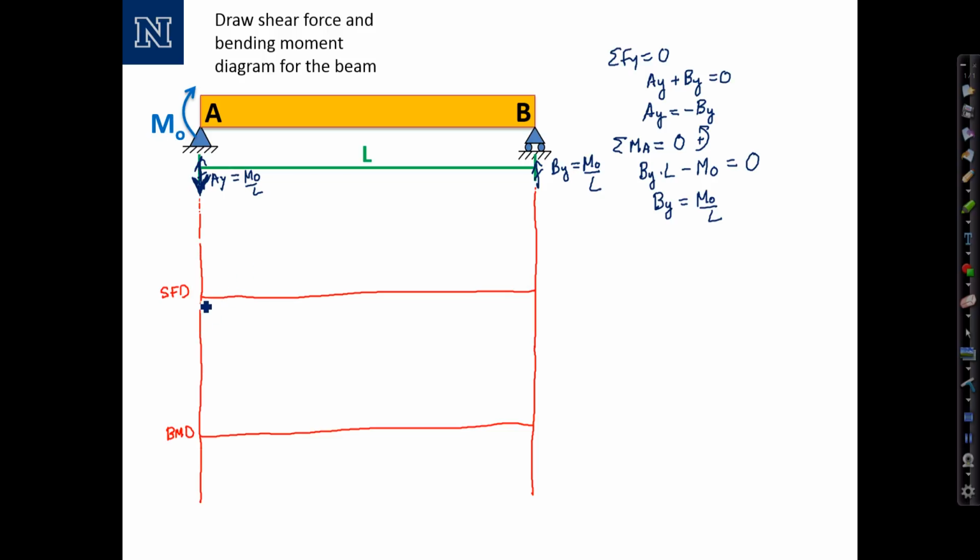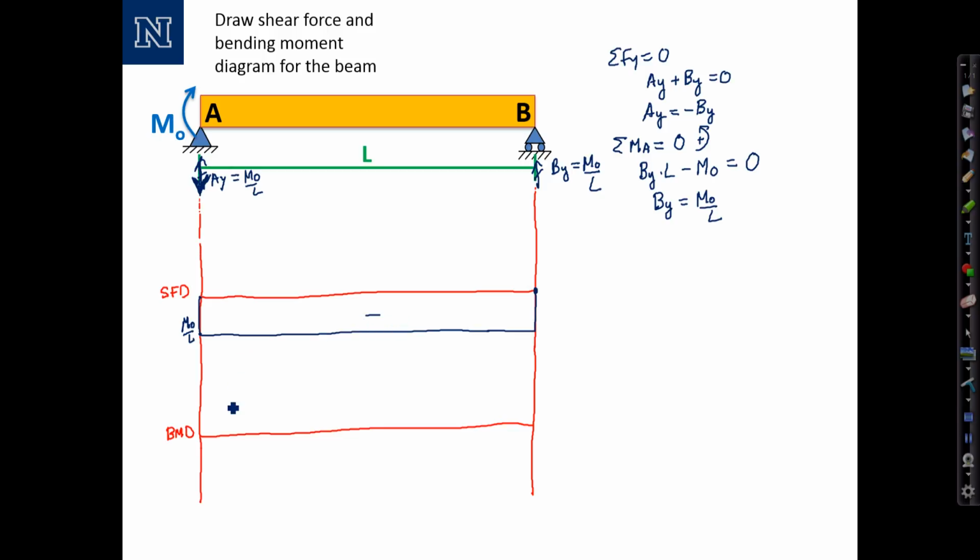Now for the shear force diagram. Our rule tells us that we have a reaction, a force pointing downward, M naught over L, so the shear force diagram will jump down by M naught over L. Then there's no distributed load over the beam, so the shear force diagram is going to be constant all the way to the end, all the way to support B. And then the shear force diagram jumps up by the reaction, which is equal to M naught over L, and comes back to 0. And of course, this is a good check that everything went right.